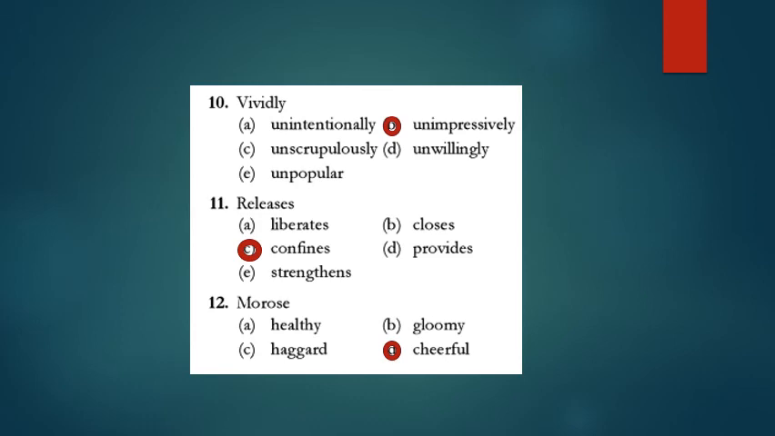Vividly, showing very powerfully or strongly or intensely bright. That's vividly, very impressively. So the opposite word will be unimpressively. Releases. So release, confine. So C will be the right option, confine. Morose. Morose means very dull, gloomy, sullen. So here the opposite will be cheerful. So gloomy, sad. No, opposite will be cheerful. And what does haggard mean? Haggard means very tired, exhausted.